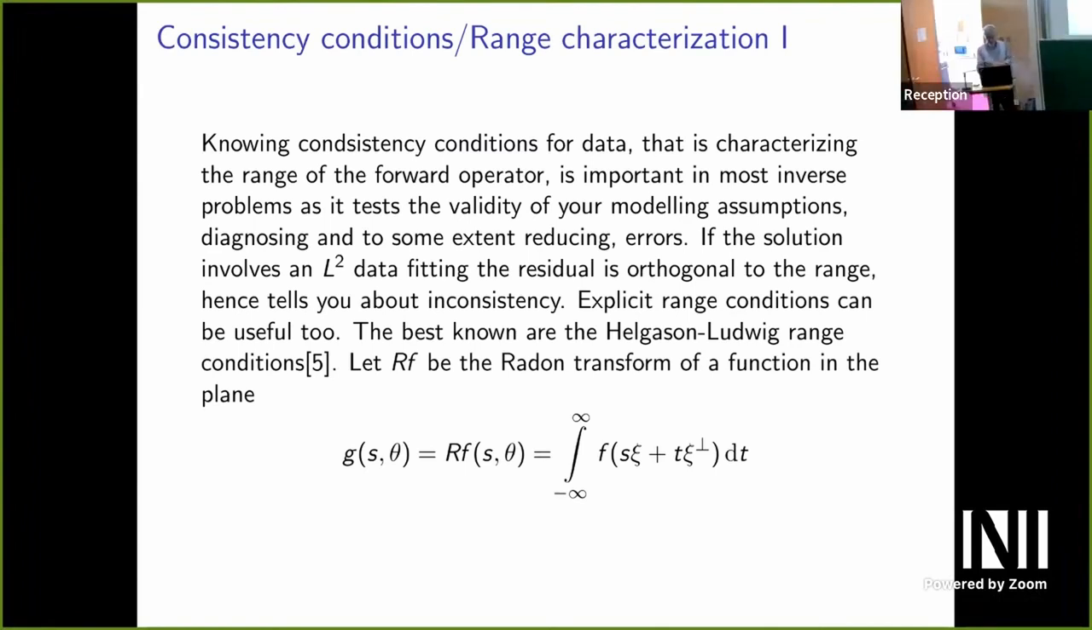And the best known are the Helgason-Ludwig range conditions. Actually, this is Ludwig and Helgason. Often mathematicians would just say Helgason, but actually the Ludwig paper is really nice, an easy read. It's mathematically rigorous, but it's just about standard transforms in space. So that's probably why a lot of people call it the Ludwig range.